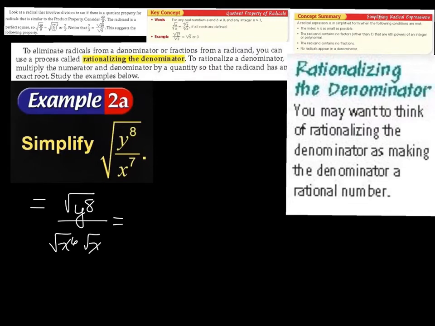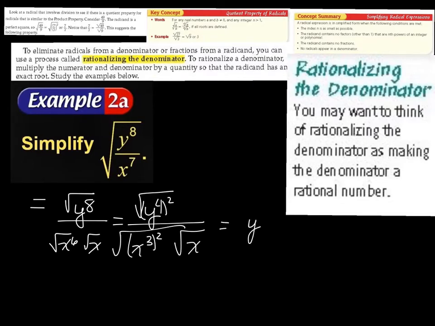And then the square root of y to the 8th, well, just for a second here, we could rewrite that as y to the 4th squared. And x to the 6th, we could rewrite that as x cubed squared. So you can see that square root and squaring undo each other. So I'm going to have y to the 4th over x cubed, but then I'm still stuck with the square root of x.